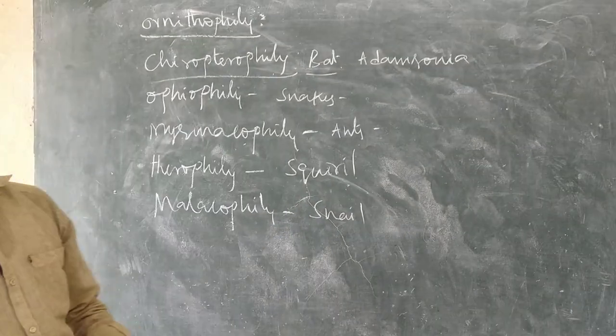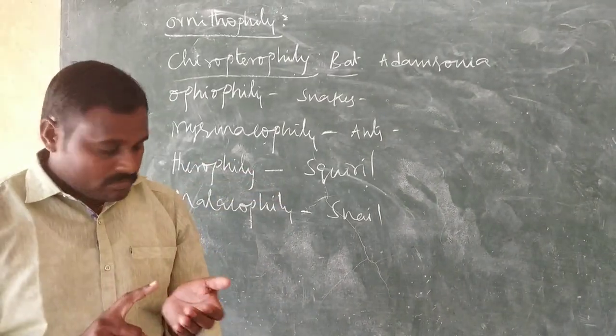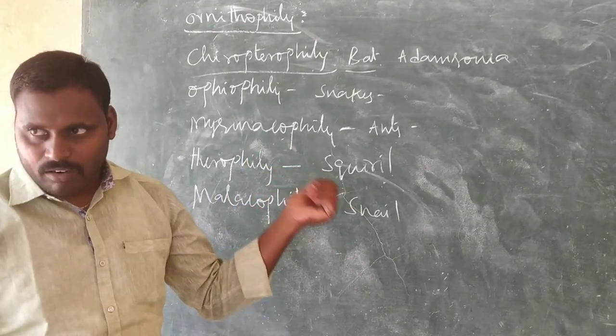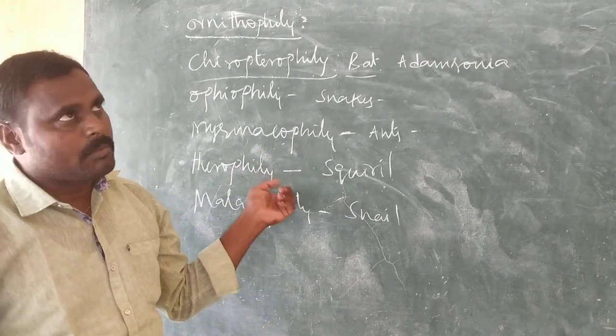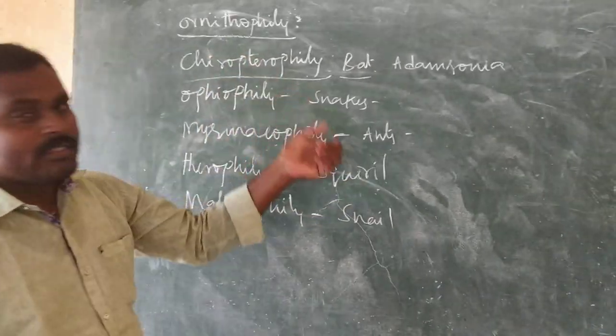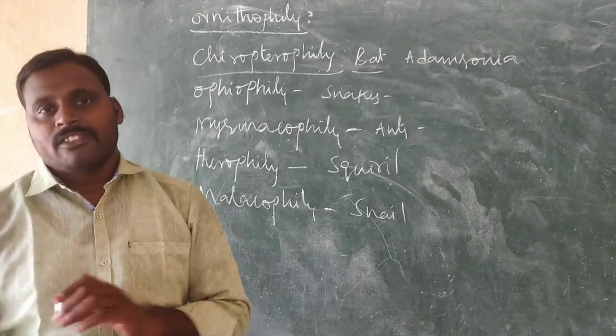In addition to these, some tree-dwelling animals, rodents, and some garden lizards, gecko lizards and other reptiles are also involved as pollinating agents.